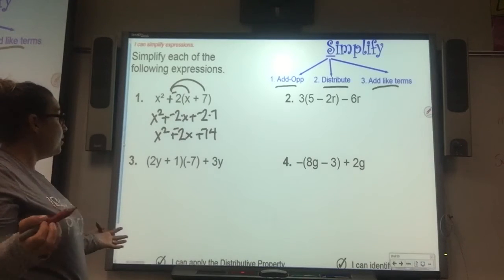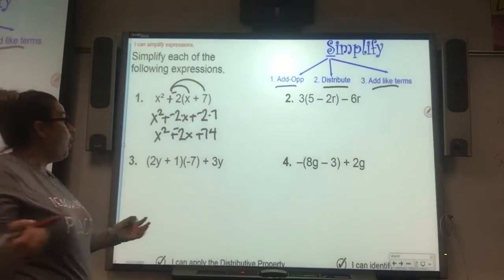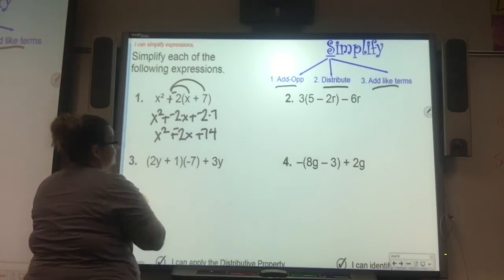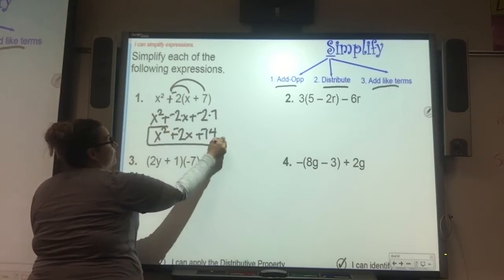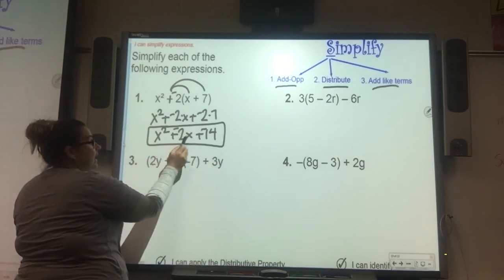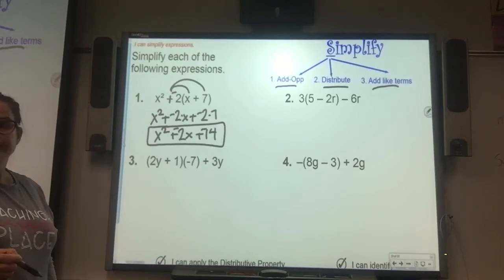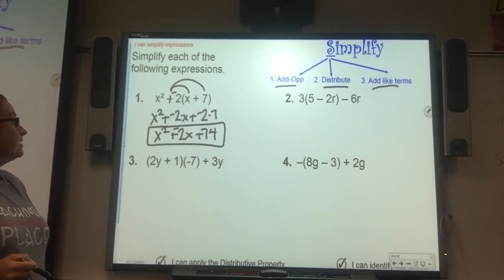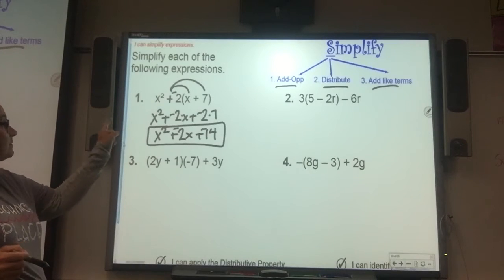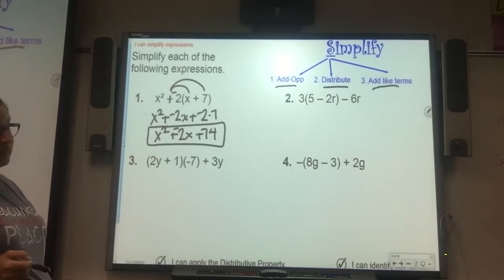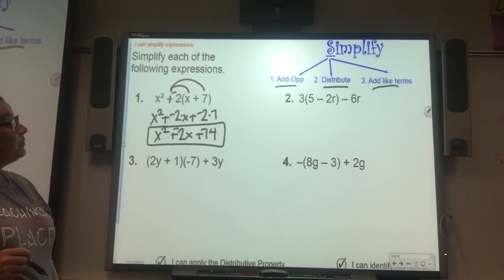Looks like none of them are like terms. So all of it is simplified. This is your simplified answer because the x's have to have the same power to be combined. So x squared plus 2x plus negative 2x plus negative 14. That one's good. Let's look at number 2.